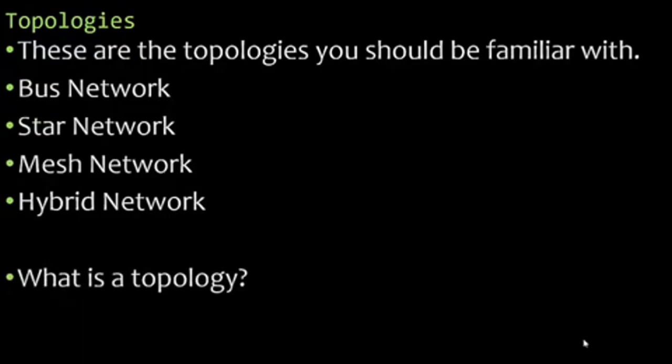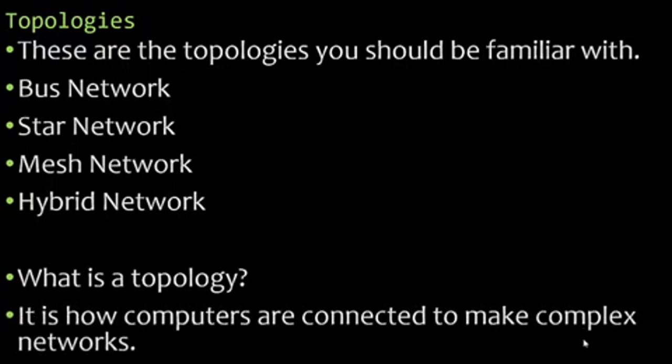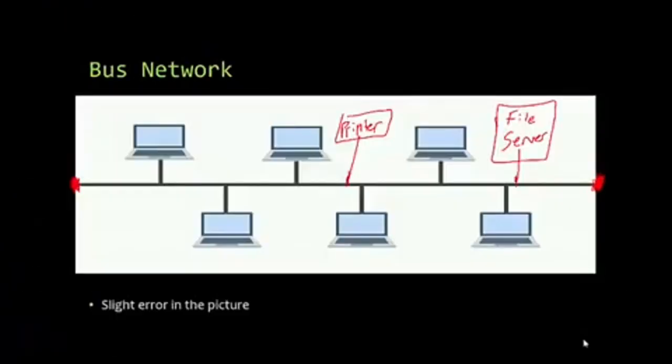So what do we mean when we say a topology? It is how computers are connected to make complex networks. And the first one is a bus network. And there's a slight error in the picture here. We have all these computers that are connected to what we call a bus line. It is called a bus line because it is a straight line that all the computers are connected to. It doesn't have to be just computers. We can also connect printers to the bus line. We can also connect file servers to the bus line. Now, the slight error in the picture I've already fixed.